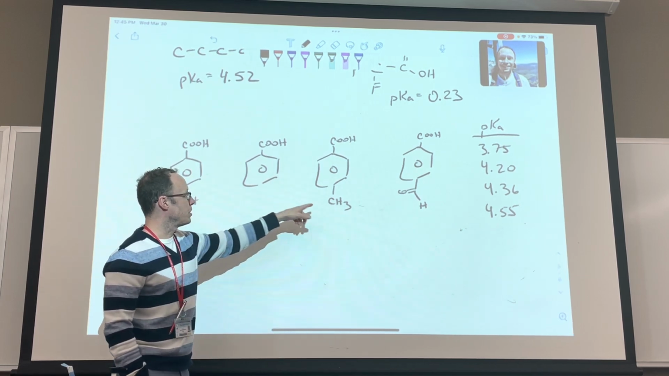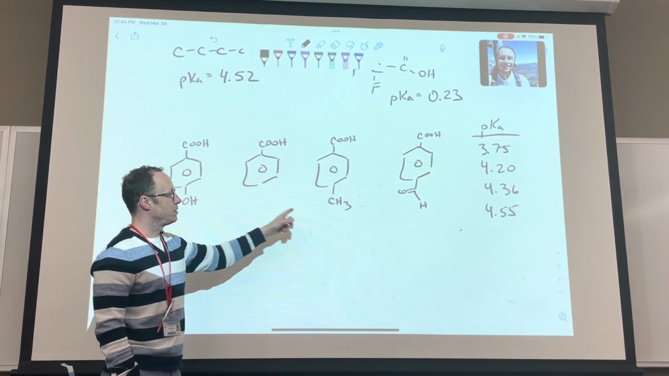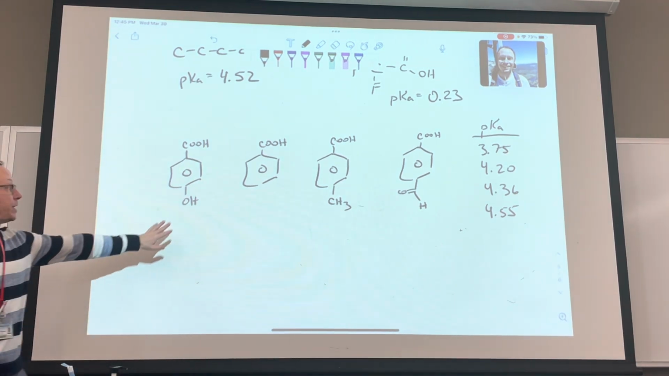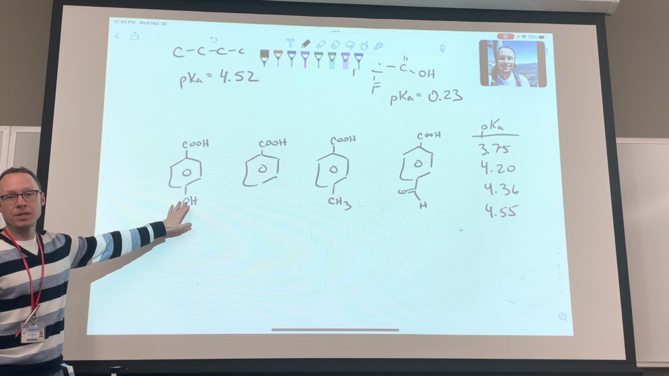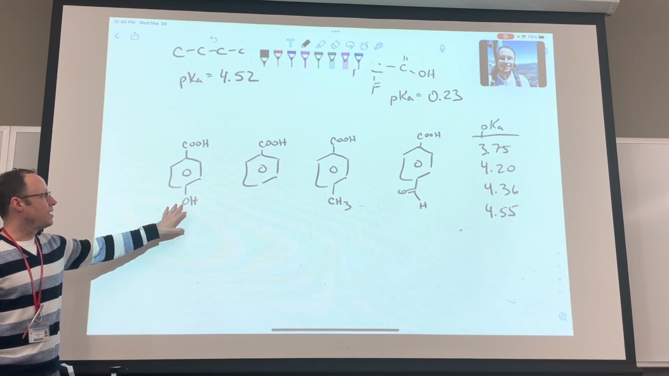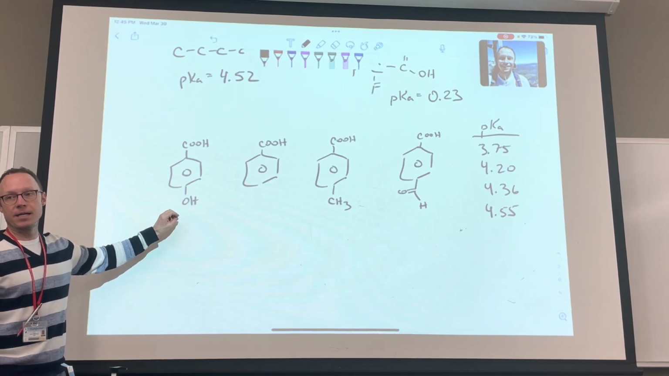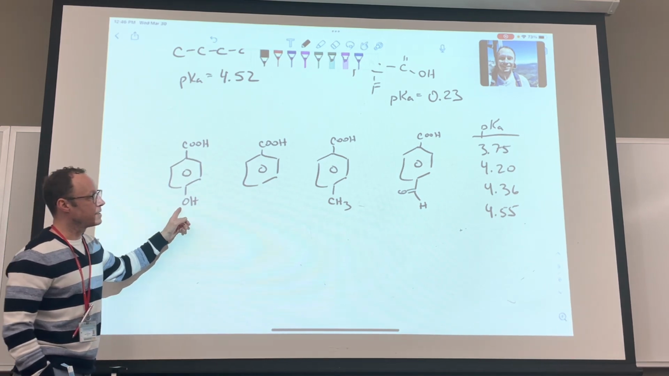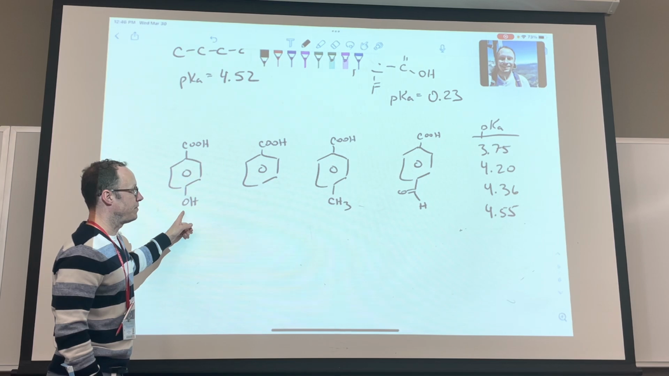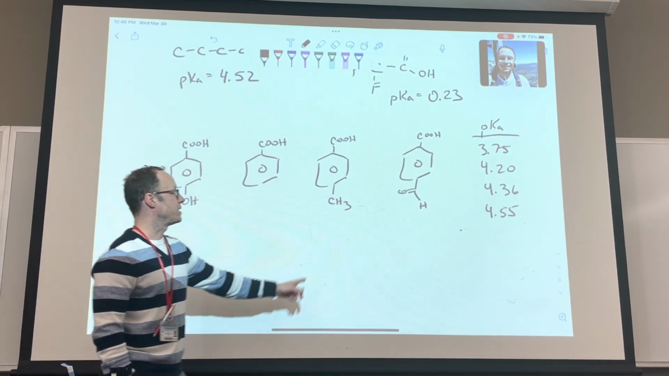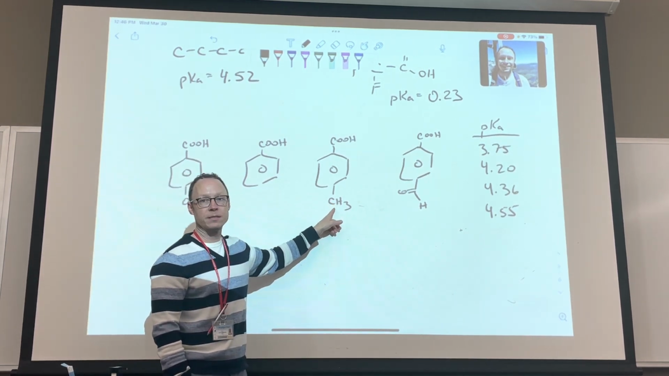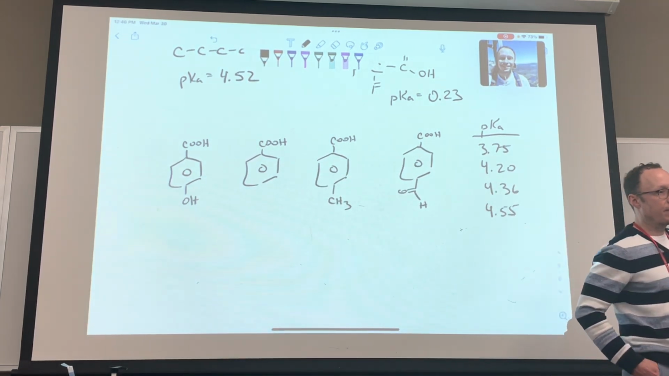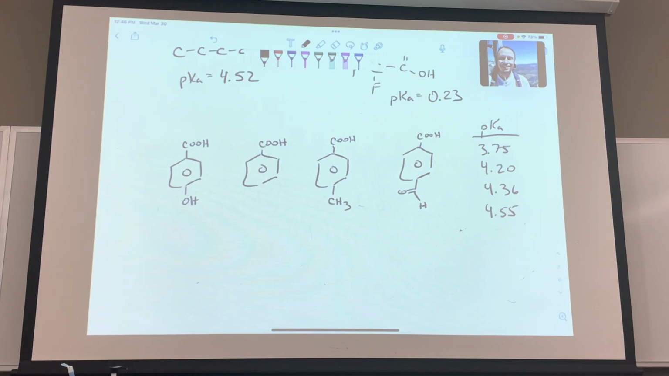What's the stronger electron donor group between the methyl and the hydroxy? Yeah, the OH. That's a much stronger donor group. So that's going to be the most destabilizing to our carboxylate. So that's going to be our least acidic at 4.55, which makes this the 4.36. Okay. Does anybody have questions on how we made those assignments?